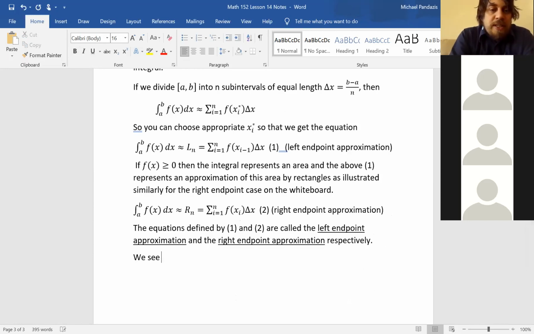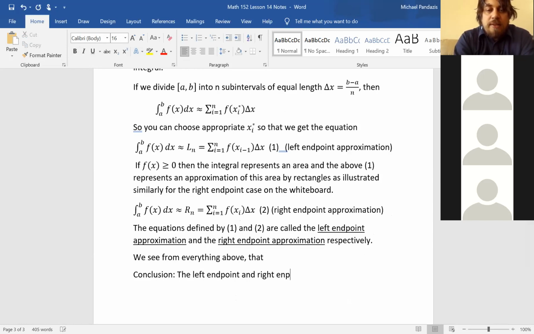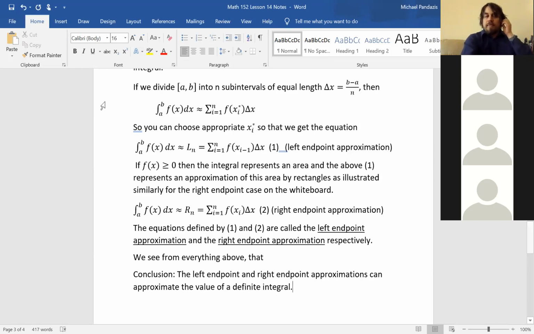Okay, so we see from everything above that the conclusion to all that is that the left endpoint and right endpoint approximations can approximate the value of a definite integral. That's everything that we just did there.